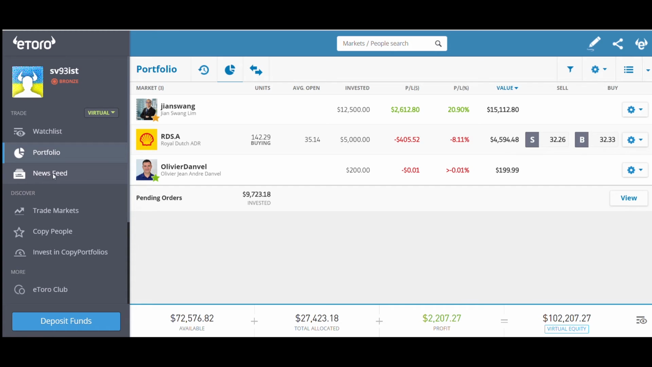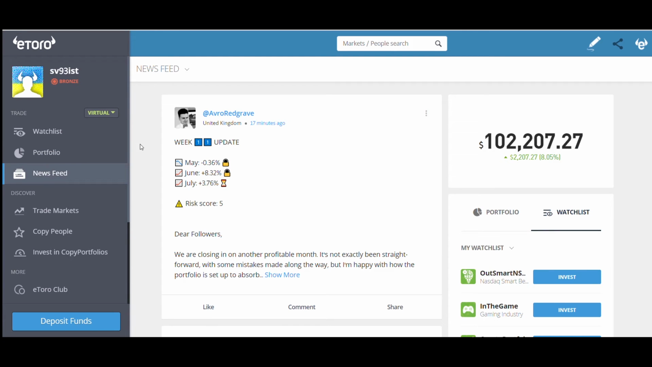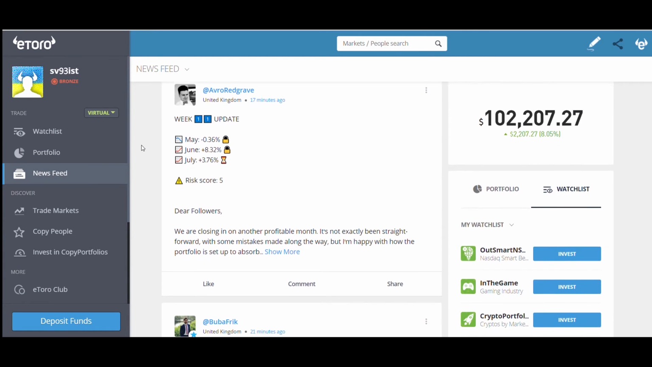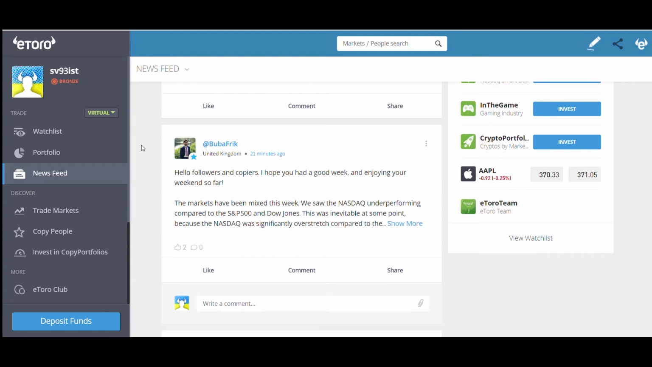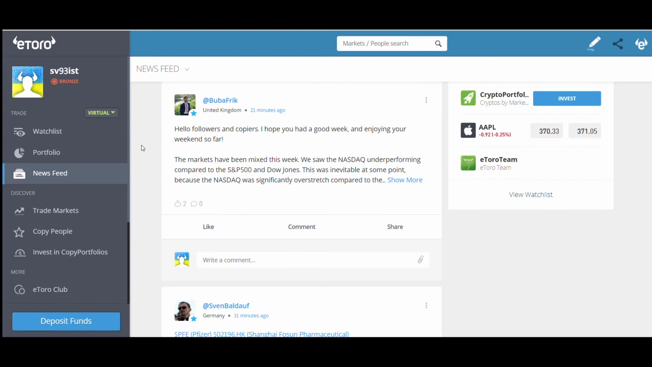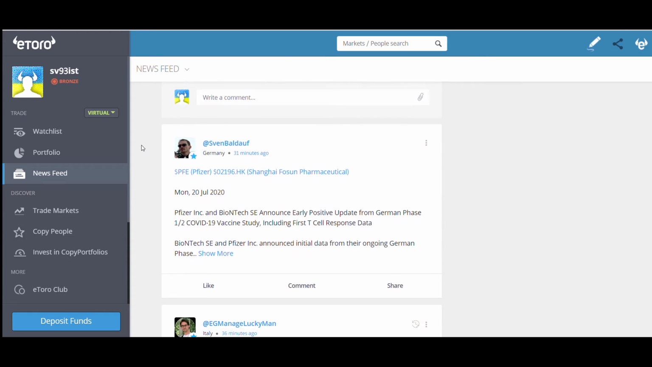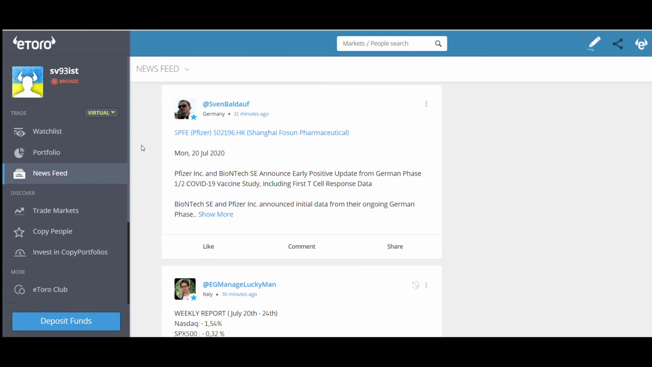Further in the news feed, you can see all the news that eToro users are talking about, news about stocks that are on your watchlist or portfolio, which is also very useful for keeping on track the stocks you are investing in.